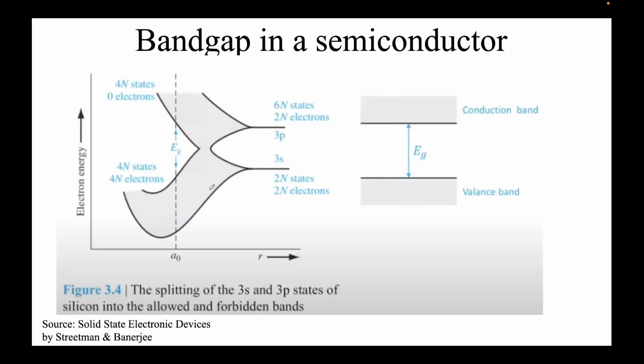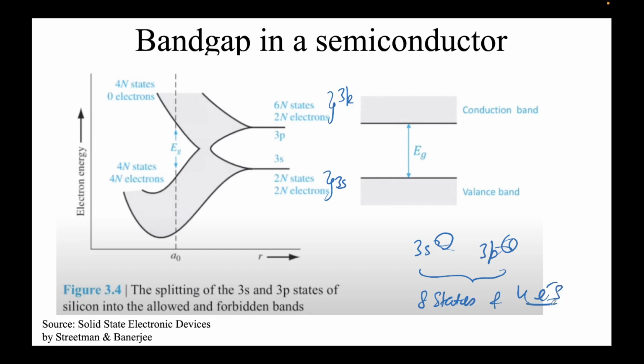An alternate way of looking at that is, when R is far apart, these are your 3p electrons, this is your 3s electrons. They will not interact, they will stay away from each other. When you bring them close, their wave functions will overlap, and the upper band will have 4n states. Why 4n states? Because remember that 3s2 and 3p6, 2 plus 6, there are 8 states in total. 8 states and only 4 electrons.